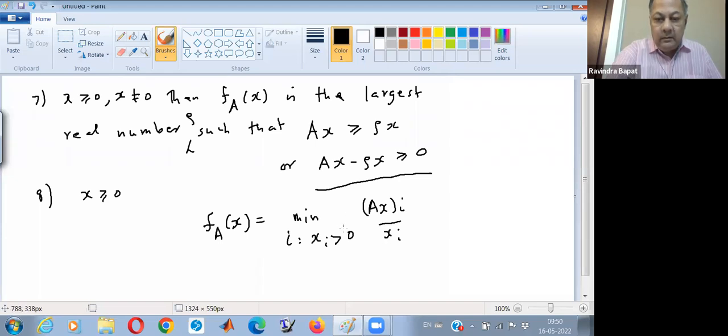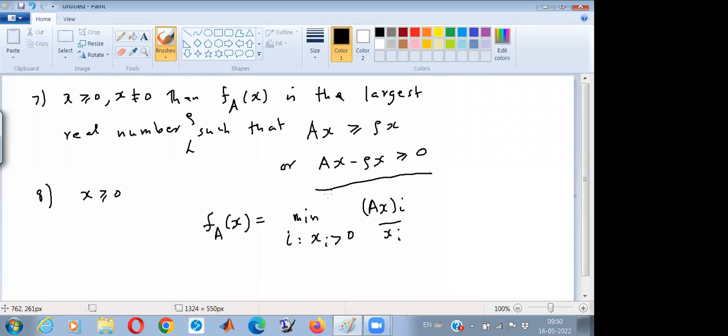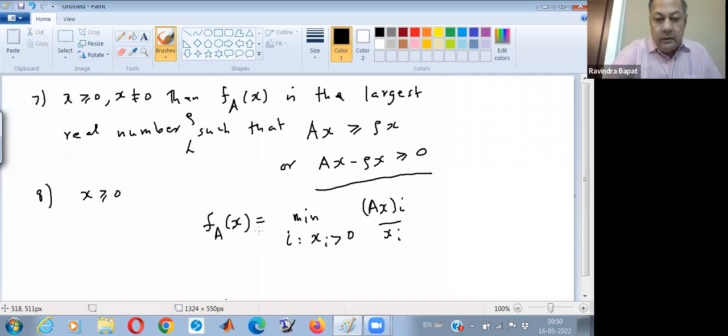Because I have to say rho is the largest number. Because if rho is not the largest, then this will be strictly positive, and then I don't get f(x) equal to, right? Is it okay?